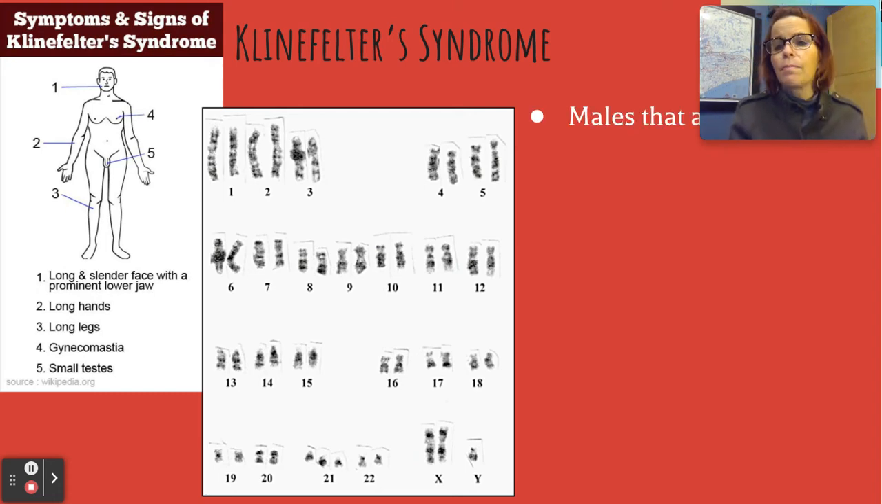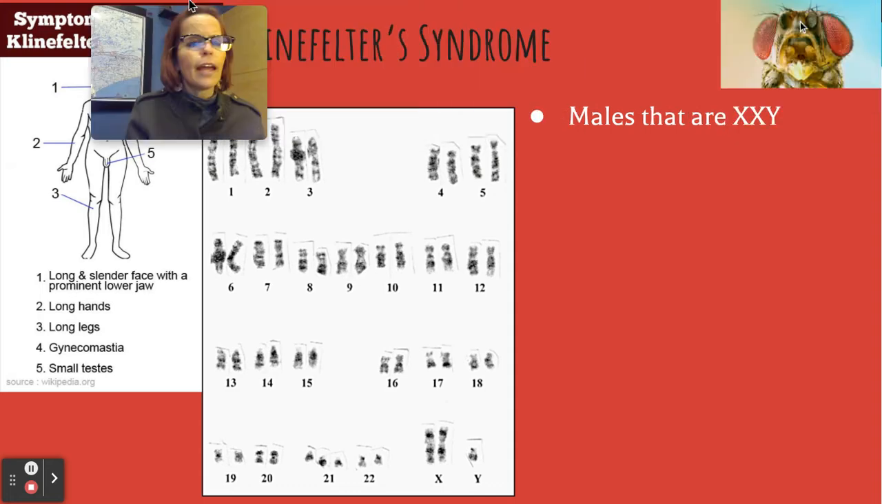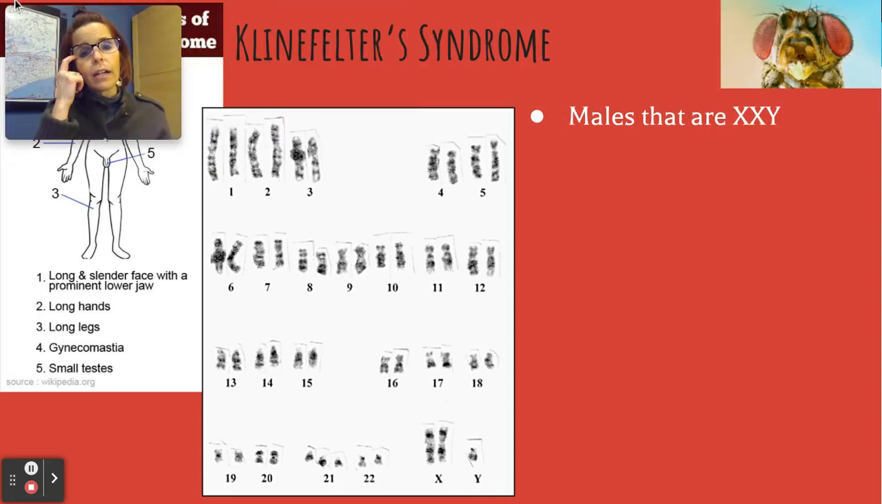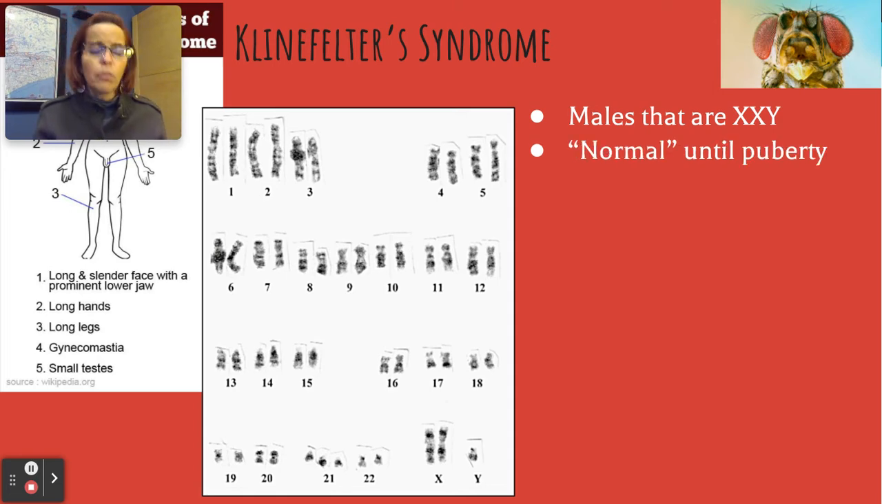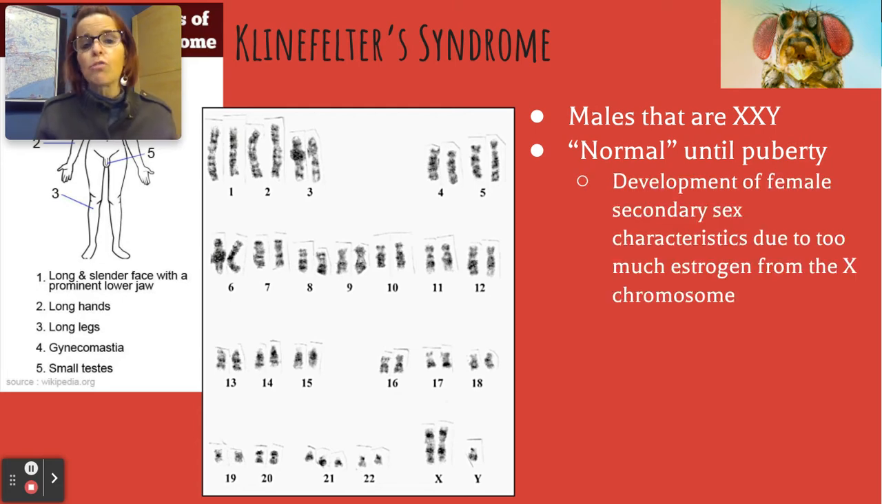Klinefelter Syndrome are males. They're born males, and in every way, shape, or form, in terms of biology, they are males. However, they were born with an extra X chromosome. So they are normal until puberty. And then once they hit puberty, that extra X chromosome leads to too much estrogen. And estrogen is what causes secondary female sex characteristics.